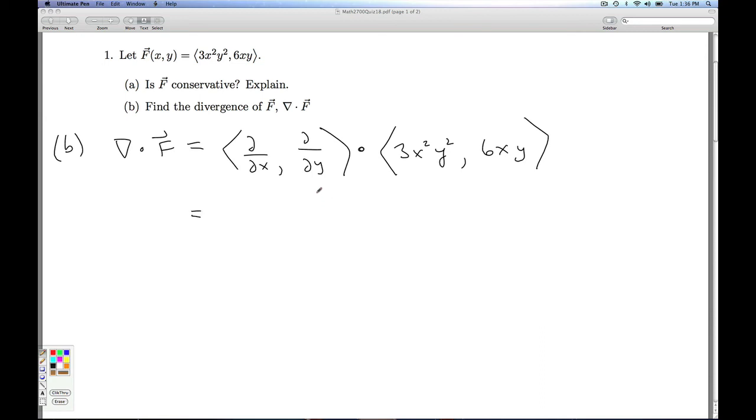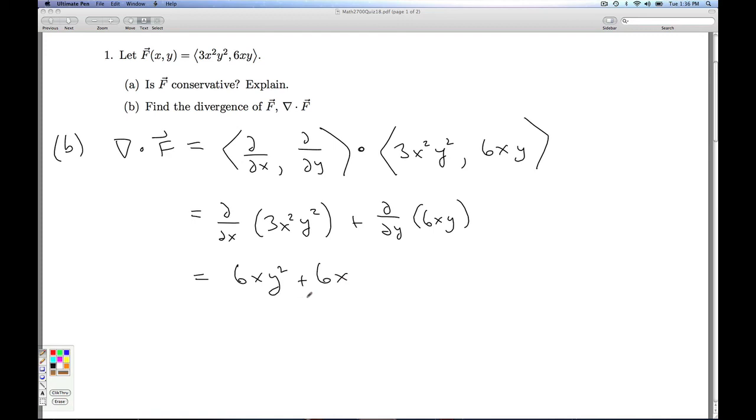Now remember, we abuse notation here. When we quote-unquote multiply the x components together, what we're really doing is taking the partial derivative with respect to x of the first component. And then we add that to the partial derivative with respect to y of the y component. So this gives us 6xy squared plus 6x. And that's the divergence of f.